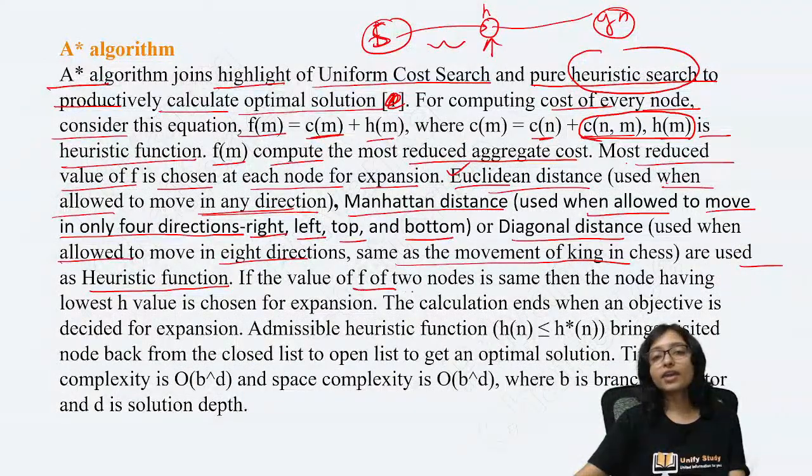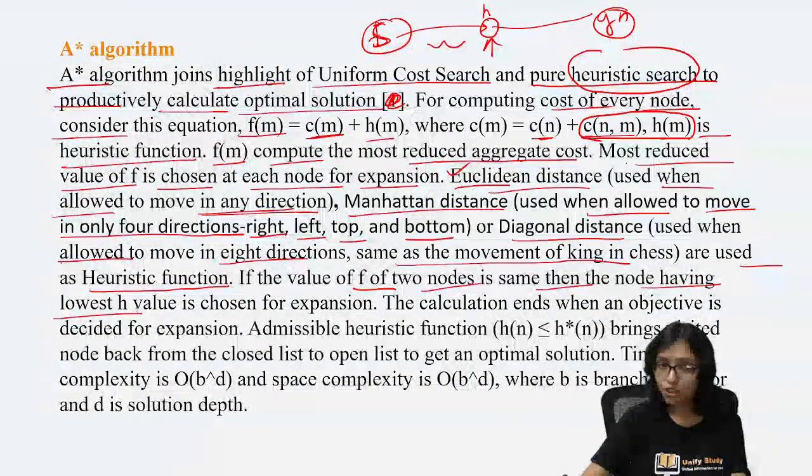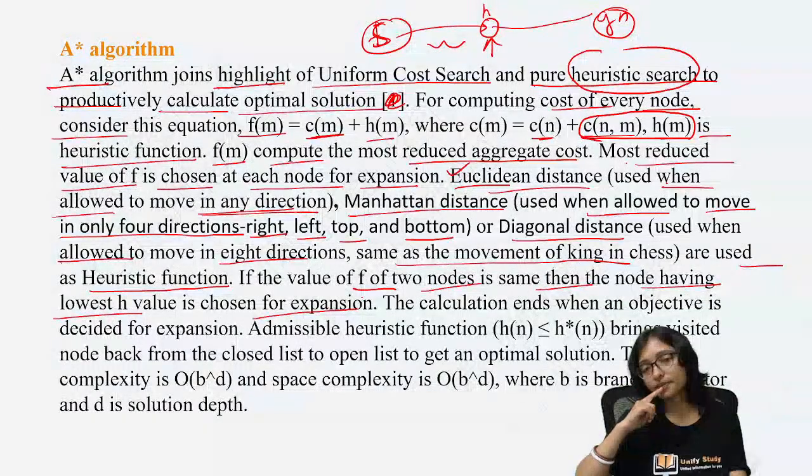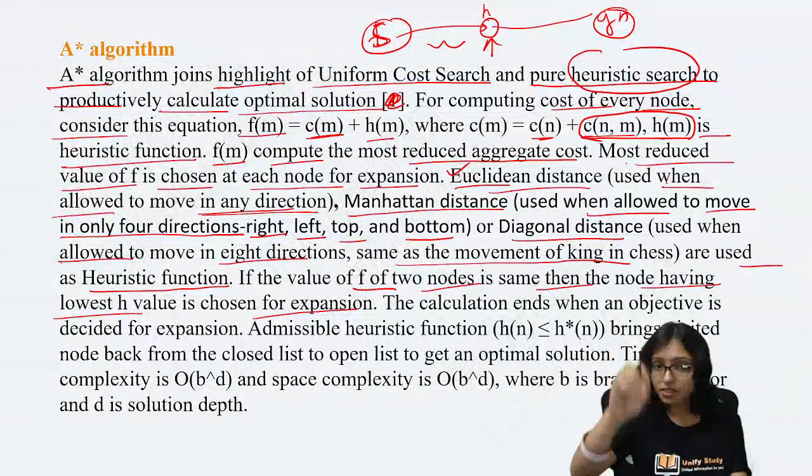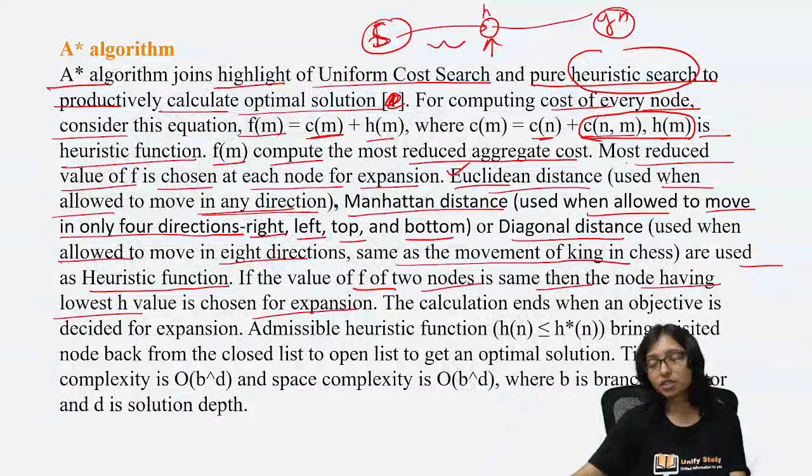If the value of f of two nodes is the same, then the node having the lowest h, that is the heuristic value, is chosen for the expansion. Out of them, whichever is the lowest one, that one will be chosen.